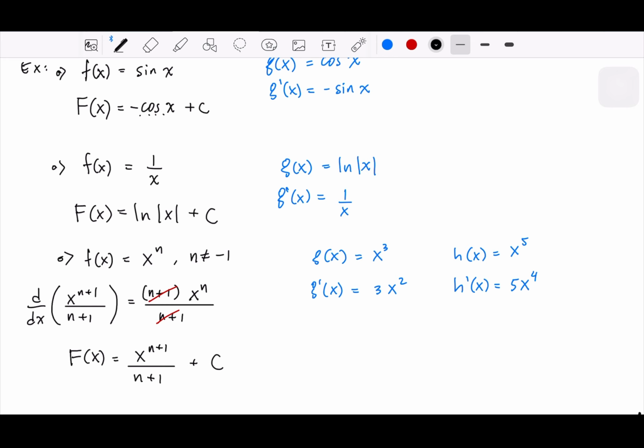So to summarize what we've done, this is maybe an integral without saying that it is an integral, without any integral symbol. We call it the anti-derivative.